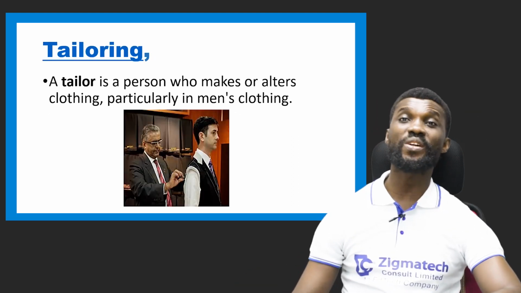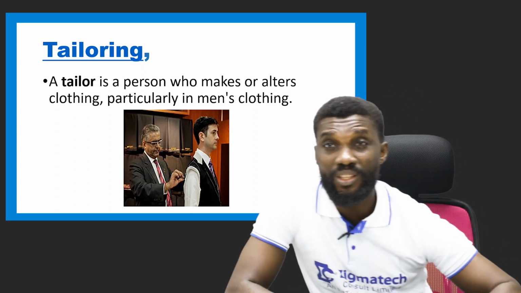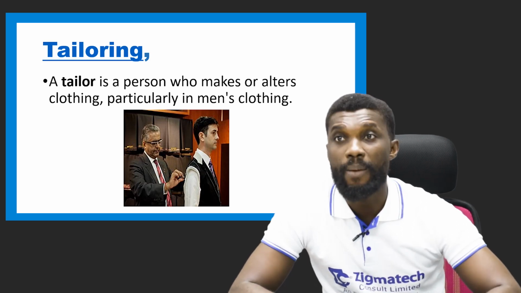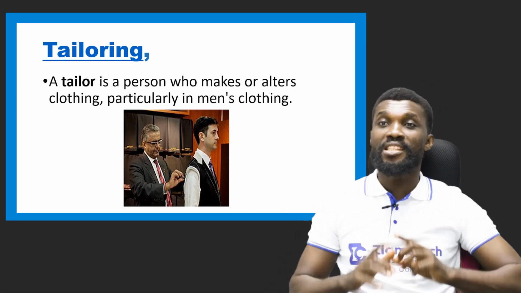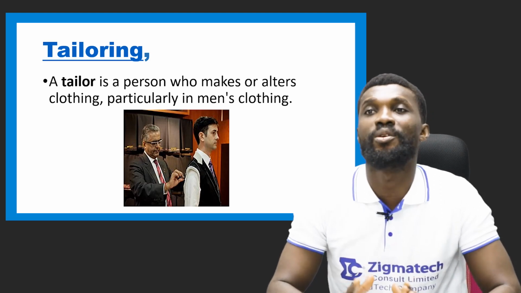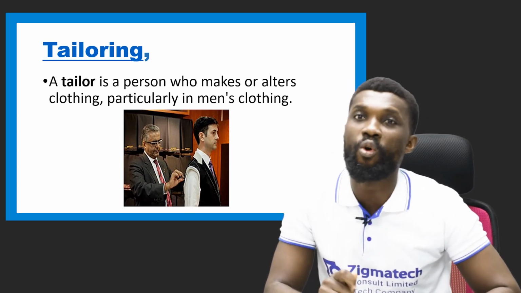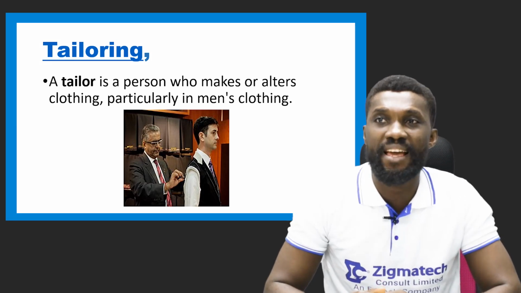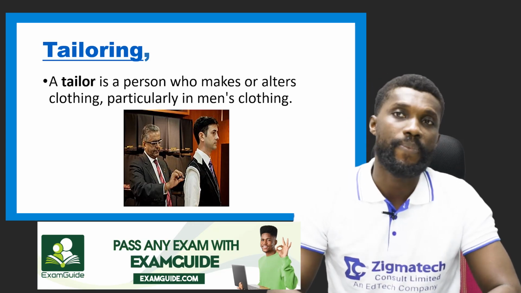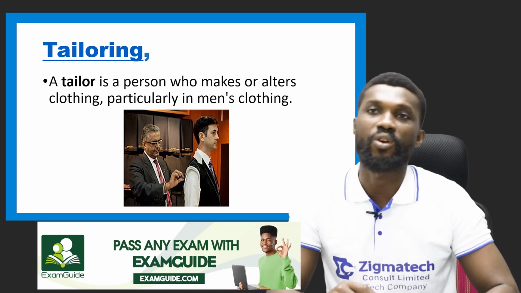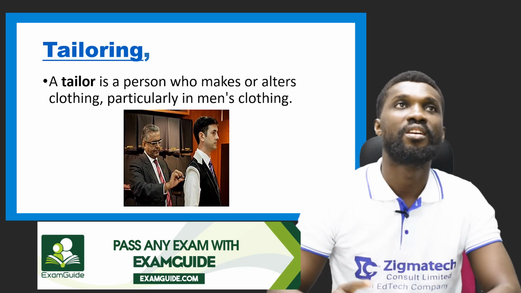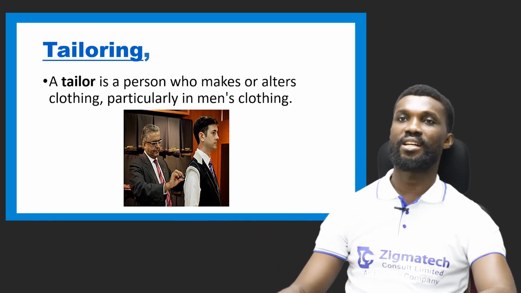All right, so now let's look at the next one, which is tailoring. You'll be hearing the word tailor. Who is a tailor? What is a tailor? A tailor is a person who makes or alters clothing, particularly men's clothing. So mostly the people that make men's clothes, they're the ones they call the tailors. If you can alter material, convert them to shirts, suits, blazers, ties, anything that relates to men's dressing, that is known as what? Tailoring.